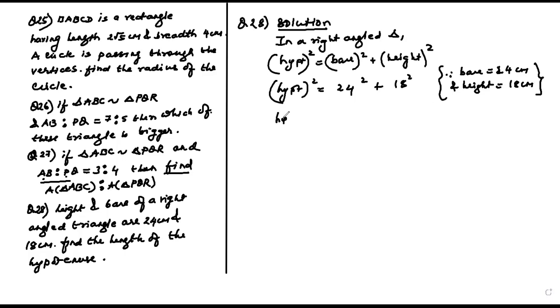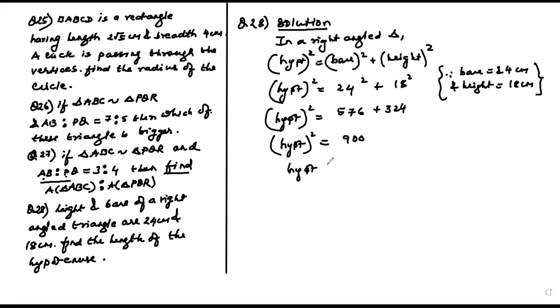So what is this? Very simple. Hypotenuse square equals, children, 576 plus 324. You should know by heart, okay? 24 square is 576, 18 square is 324. You should know all this. Hypotenuse square equals, how much do you get, children, here? 900. So what is hypotenuse equal to? Root of 900. How much do you get, children? Hypotenuse equals 30 centimeter. This is the answer for this.